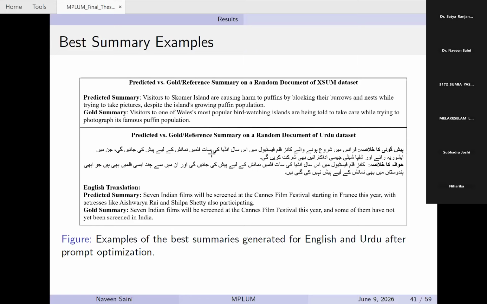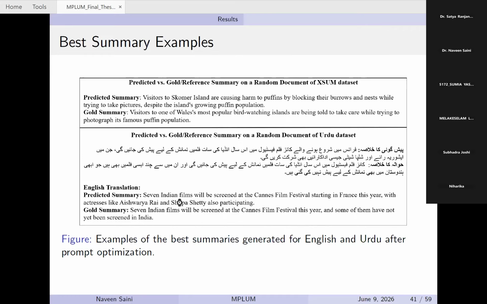Now this is the summary example. This is the Urdu language. We write from the ending to the beginning, in the reverse way. This is the English translation. The predicted summary is: 7 Indian films will be screened at the Cannes Film Festival starting in France this year, with actors like Aishwarya Rai and Shilpa Shetty also participating. The gold summary is: 7 Indian films will be screened at the Cannes, like this. This is the same type of scenario. This is the English scenario, and this is the Urdu scenario. Just a snapshot of whether our architecture is able to work.